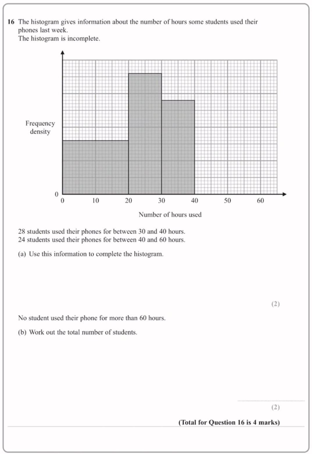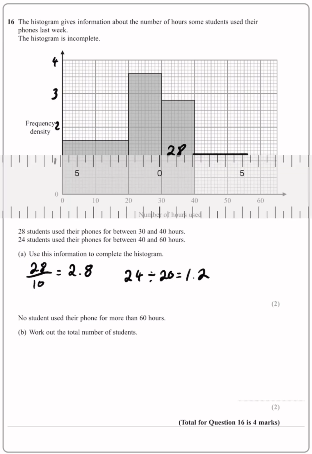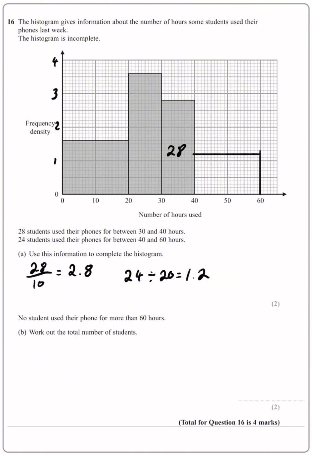Question 16, we know 28 students were in the 30 to 40 hours. So if we divide that 28 by the class width 10, we'll get its frequency density. So the frequency density of that particular bar is 2.8. From that, you can clearly see that the frequency density scale is going at 1, 2, 3, 4. You see 2.8 high for the 30 to 40. Then for the 24 students between 40 and 60, we can divide 24 by the base, which will be 20. So it's got a frequency density of 1.2. Draw our line going across at height 1.2 between 40 and 60.